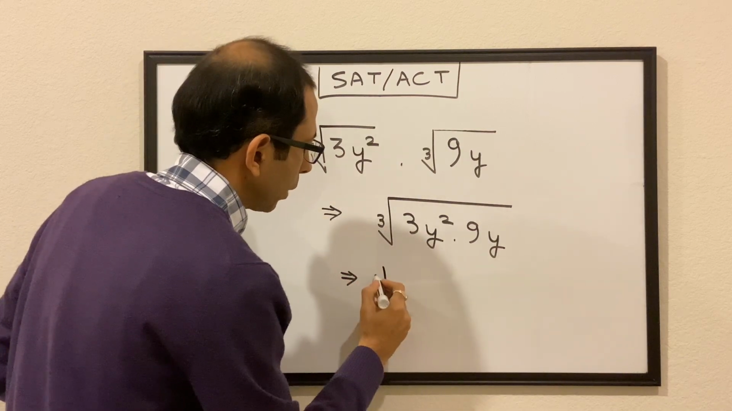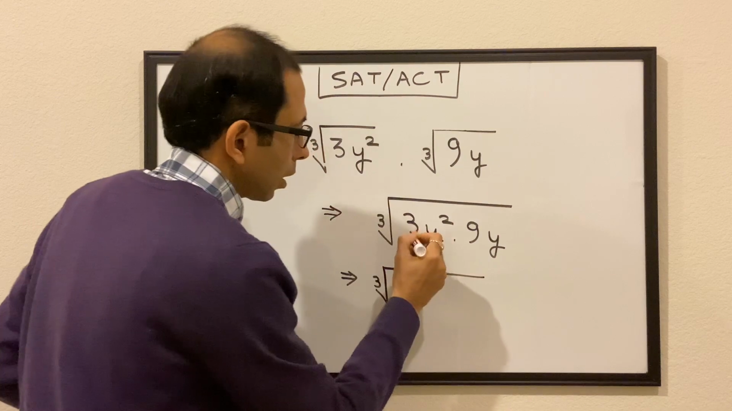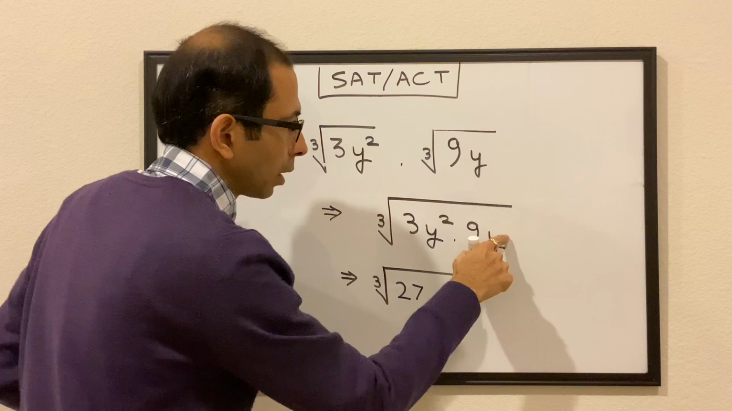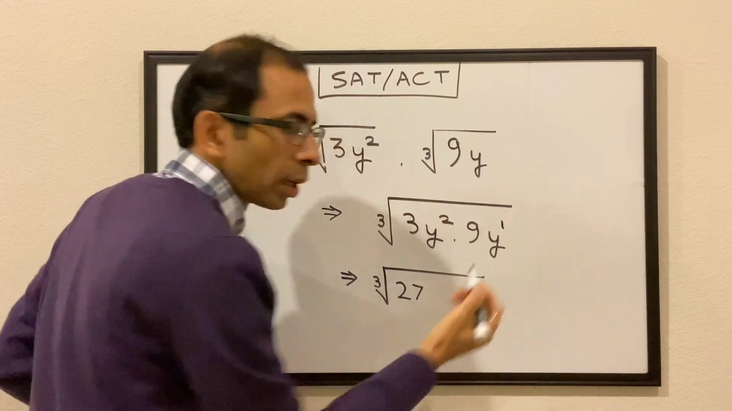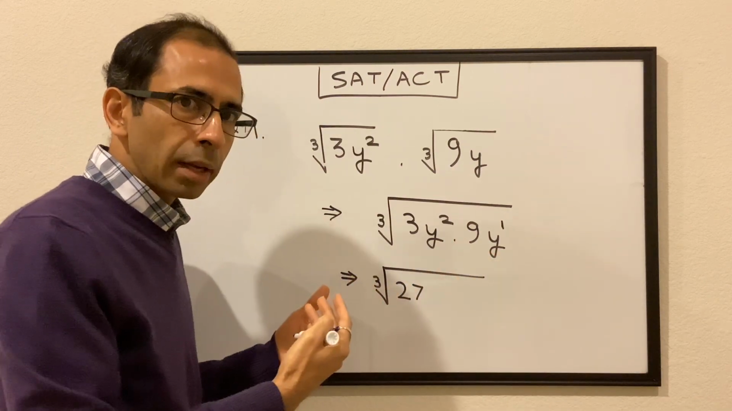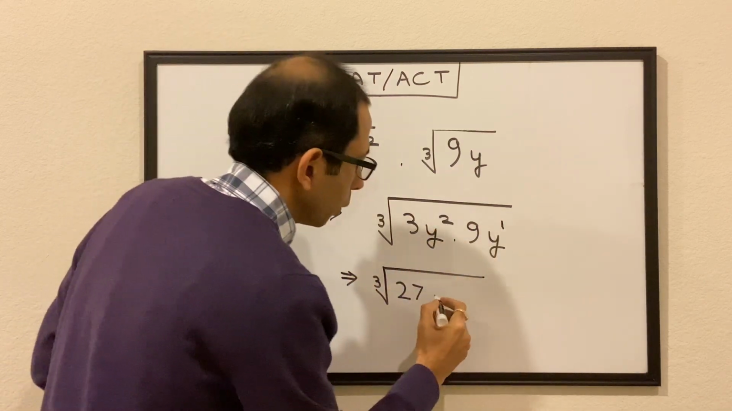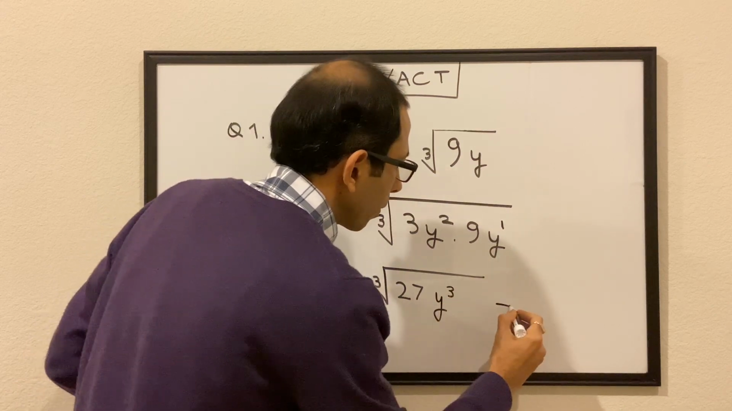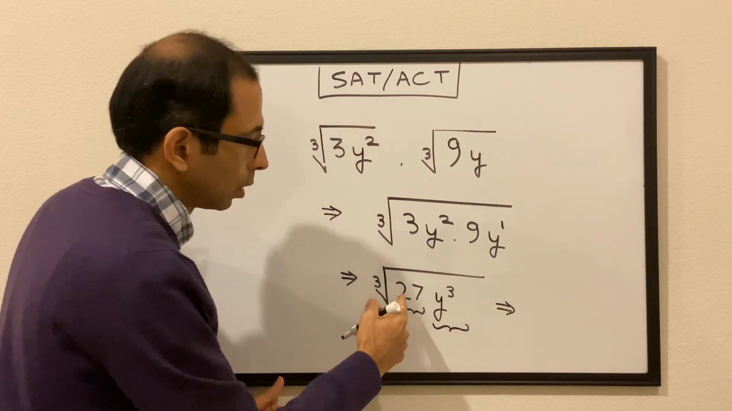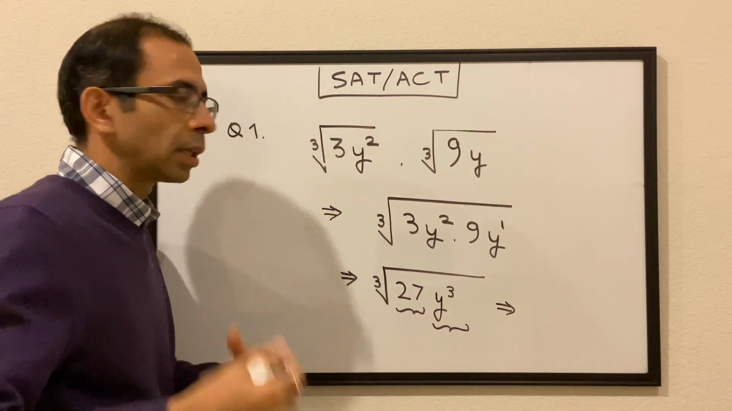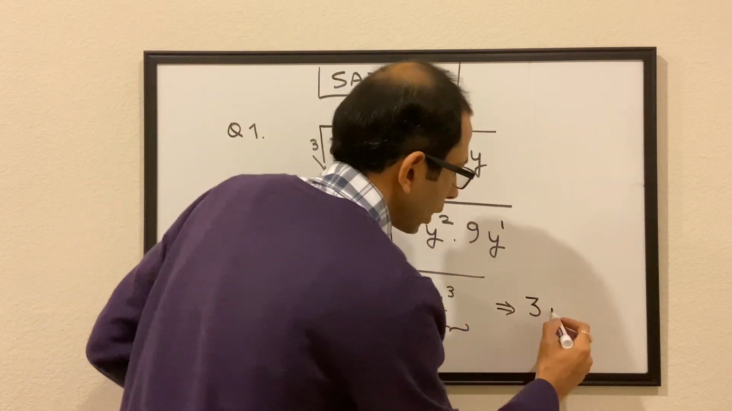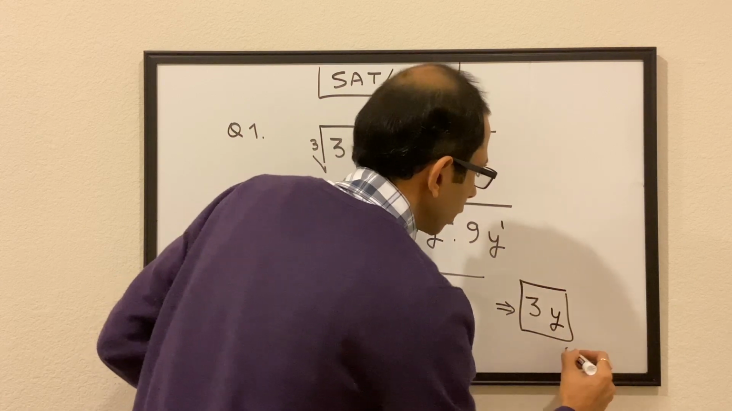Now, we can multiply the terms inside. 3 times 9 is 27, and y squared times y is y to the power of 1, right? And we know that when we are multiplying two terms with the same base, the powers get added, right? So this will become y cube. And then we can take the cube root of this term and the cube root of this term. Cube root of 27 is 3 because 3 times 3 times 3 is 27, right? So 3 comes out and the cube root of y cube is y. So the answer is 3y.